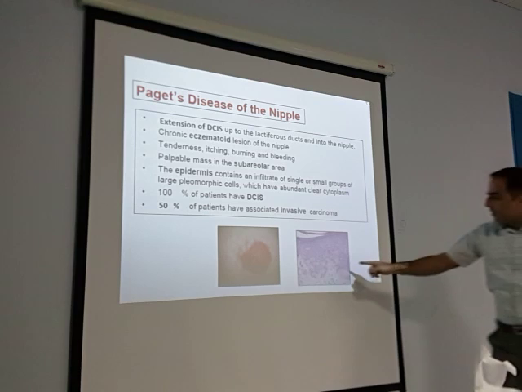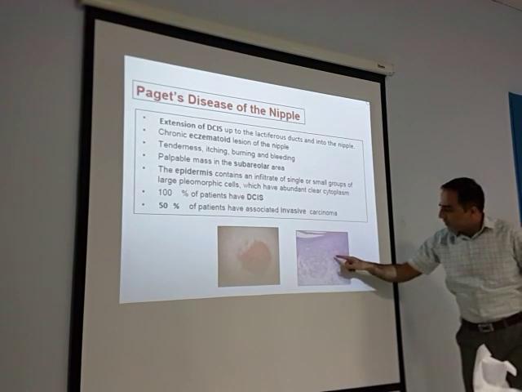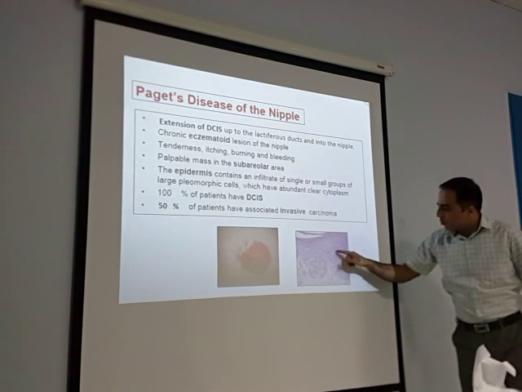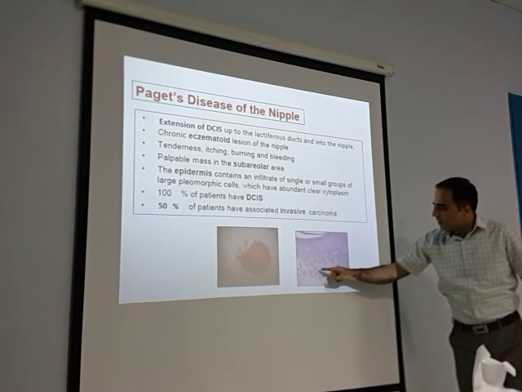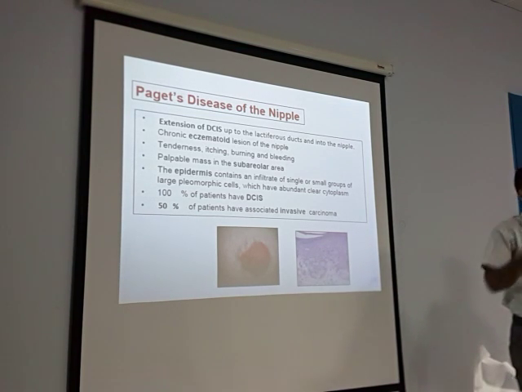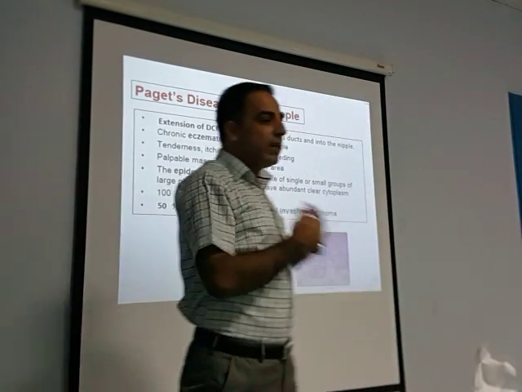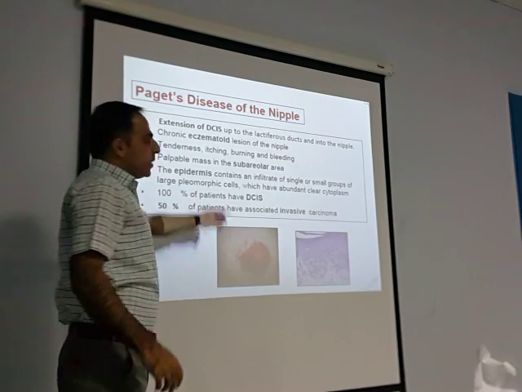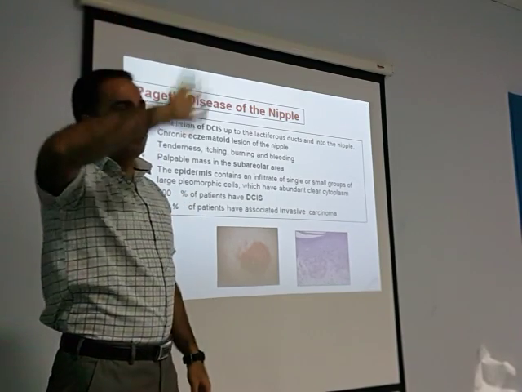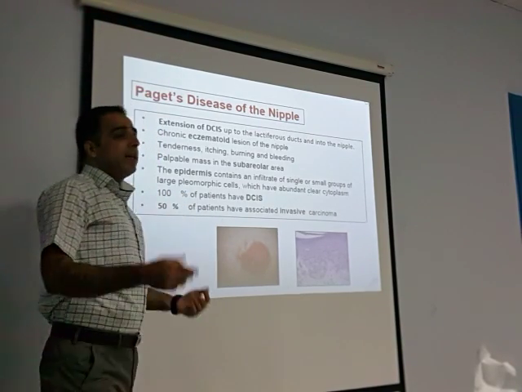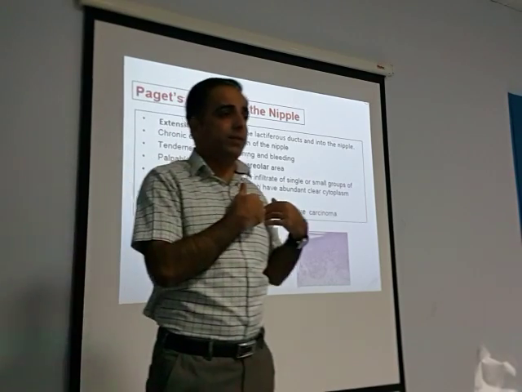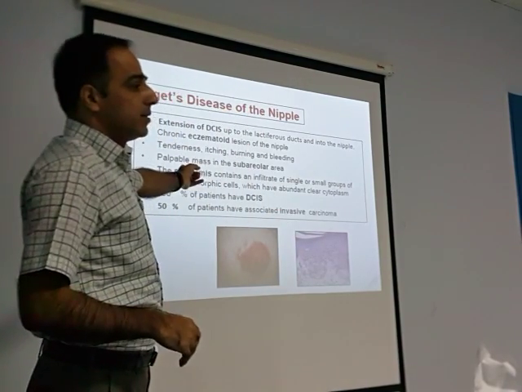Okay, so you will find these cells. Look, this is the epidermis. You find these big cells having clear cytoplasm, single or in clusters, and they will infiltrate the nipple. This is called Paget disease. It means spread of the carcinoma into the nipple, and it will give rise to symptoms. 100% will have in situ carcinoma, all the patients, but 50% can have an underlying invasive carcinoma. So you have to recognize this.